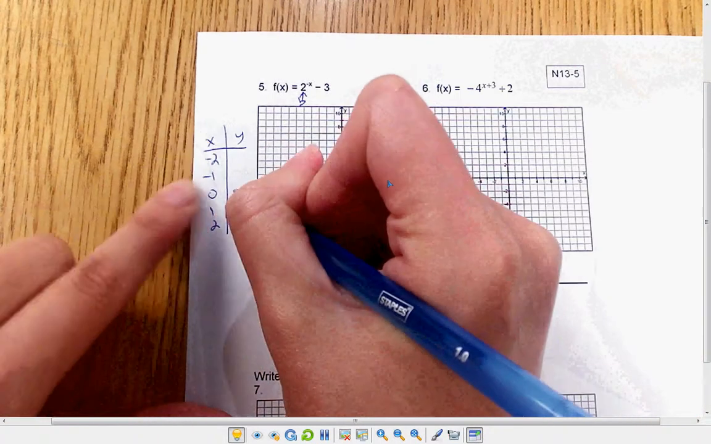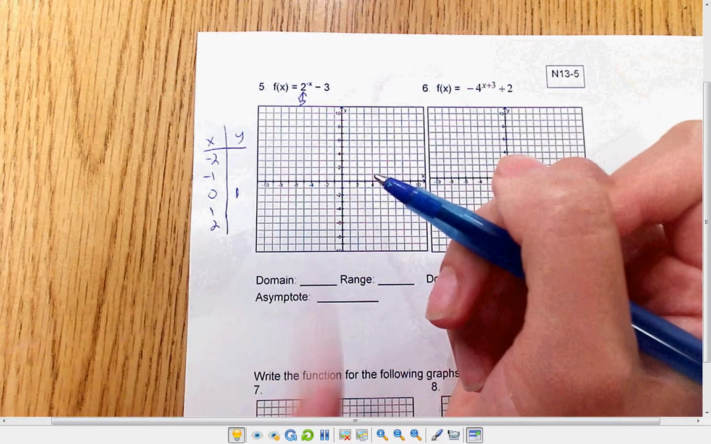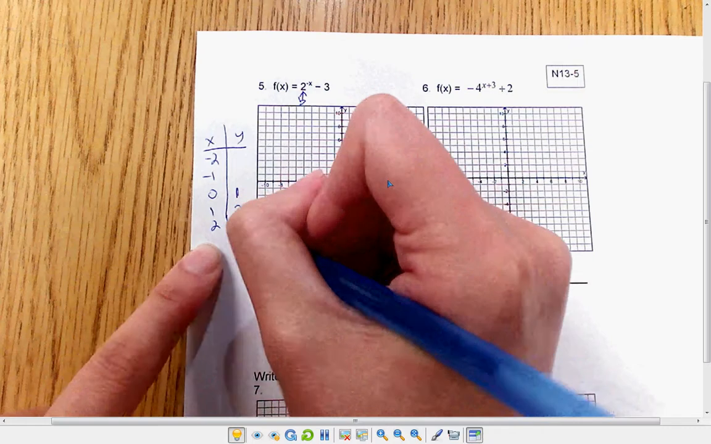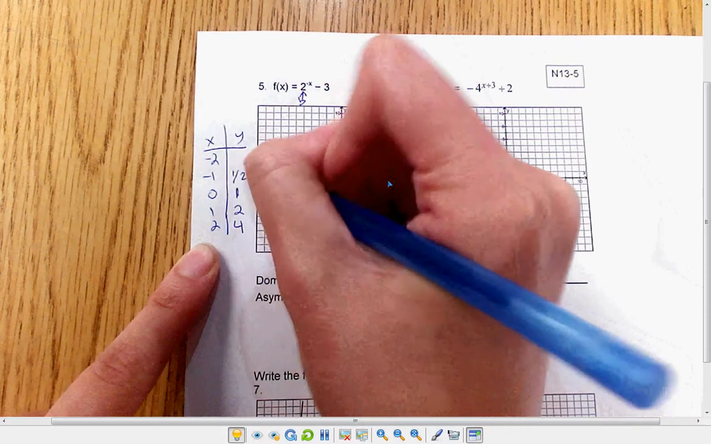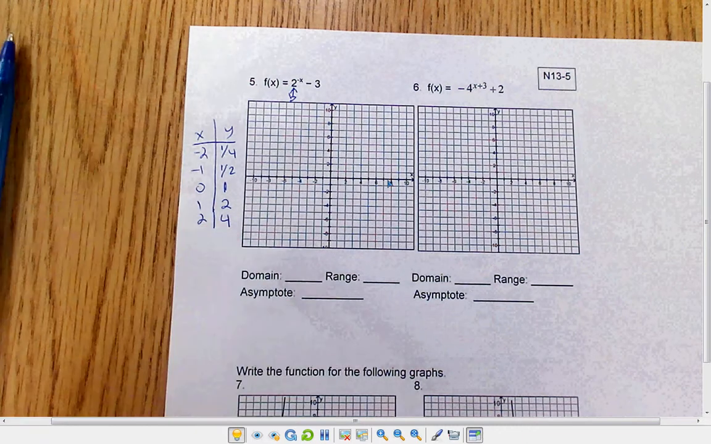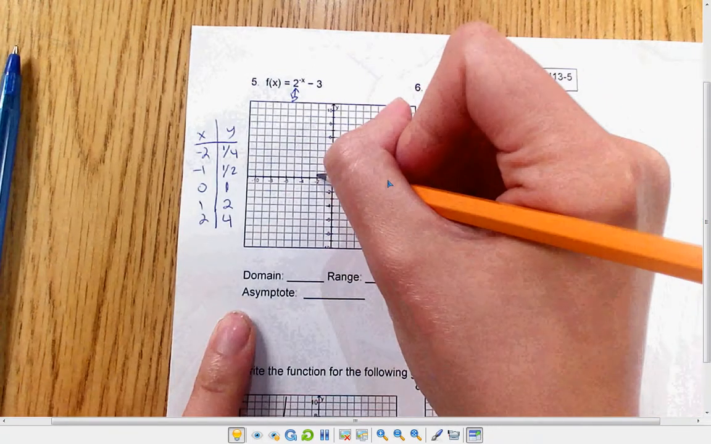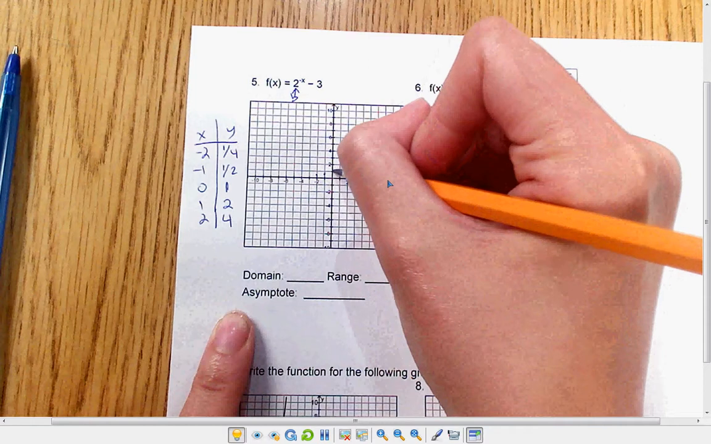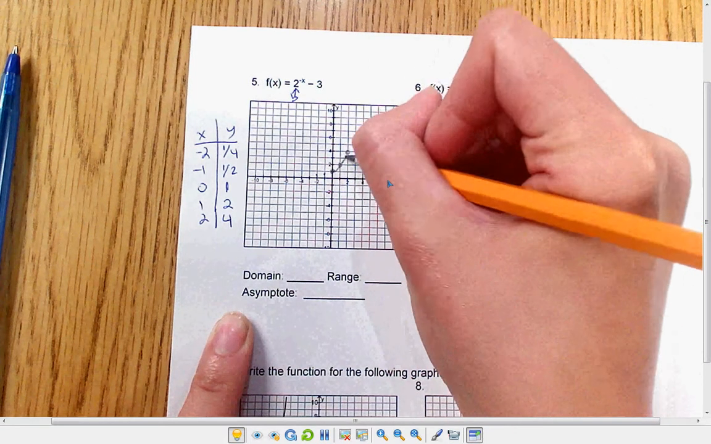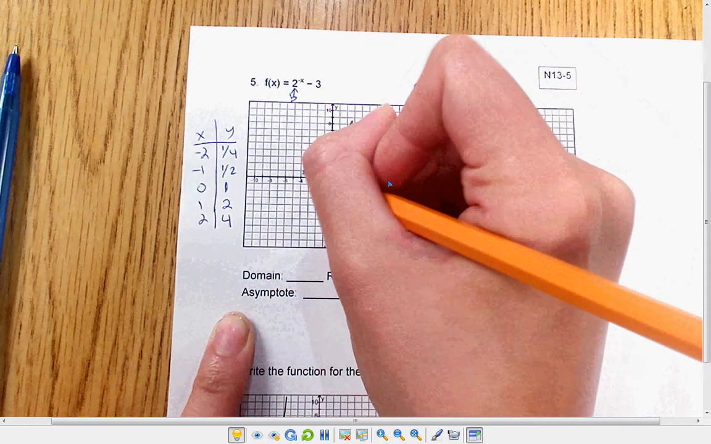again, anything to the 0 power is always going to give me 1. 2 to the 0 power is 1. 2 to the first power is 2. 2 to the second power is 4. And now the negative exponents are going to be fractions. So my parent function is (0, 1), (1, 2), (2, 4), and then approaches the asymptote at y equals 0.